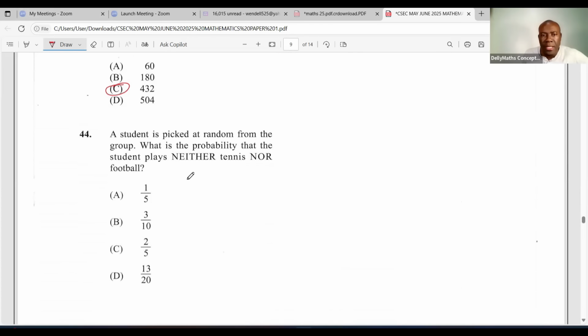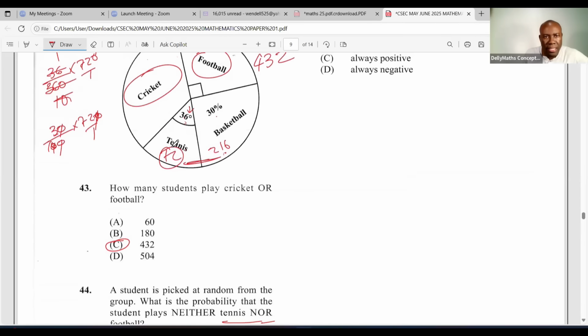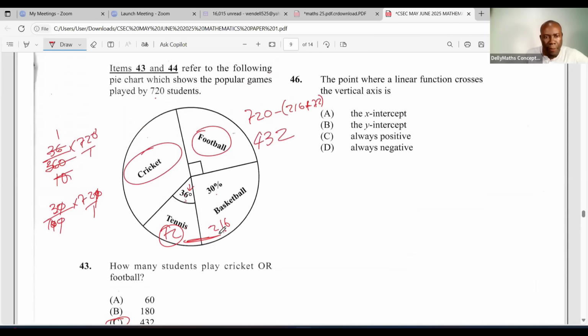A student is picked at random from the group. What is the probability that the student plays neither tennis nor football? Let's go back. So neither tennis nor football. All right, tennis is 72. Football is a quarter of the thing. If you take the 720 divided by 4, you get football quickly, because remember, football was a nice number. It's 180.